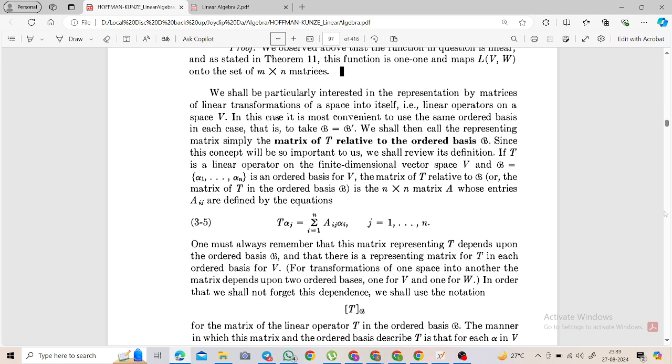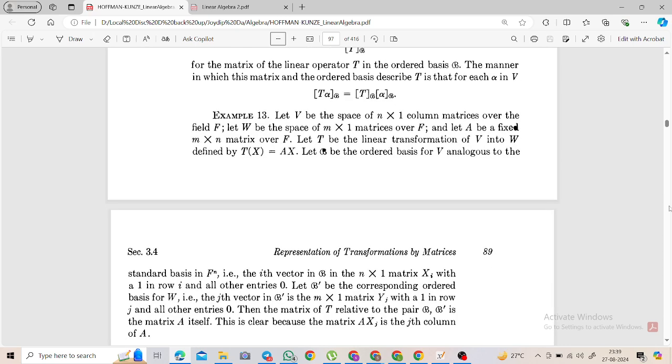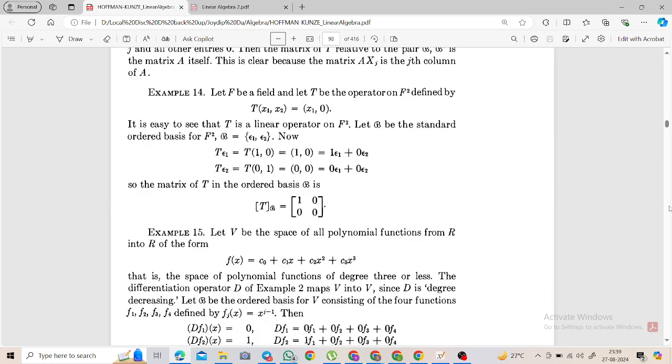Okay, so we are going to do this now. We shall be particularly interested in the representation of matrices of linear transformations relative to ordered bases. See, this is an example. This is a projection map, right? Projection onto the first coordinate. Here they have come up with the matrix of this projection map with respect to the ordered basis.